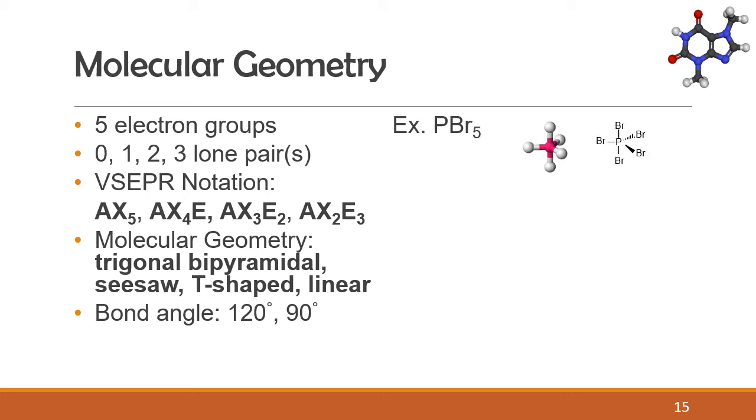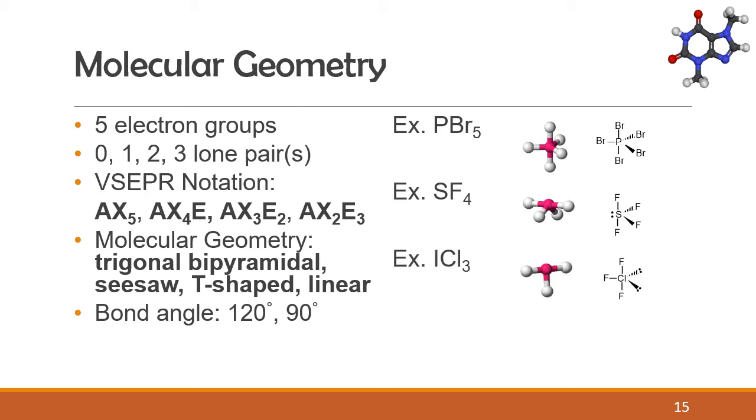An example of a trigonal bipyramidal shape is phosphorus pentabromide. An example of a seesaw shape is sulfur tetrafluoride. Iodine trichloride is a T-shaped molecule, and the triiodide ion is an example of a linear molecule. This linear molecule is different from the one we learned earlier because this one has lone pairs of electrons, whereas the other linear geometry has no lone pairs.